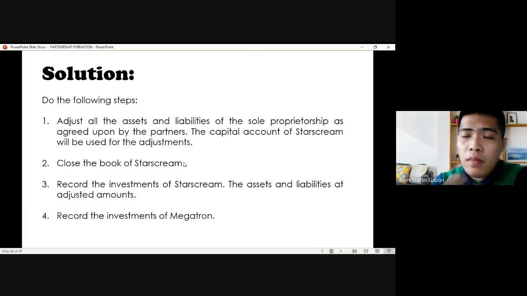Okay? This is the difference pag nire-retain mo yung old sole proprietorship book para gawing partnership book versus dun sa pag-create ng new partnership book. Talagang fresh start talaga. So close the book of Starscream, then record the investment of Starscream, the assets and liabilities at adjusted amounts. Okay? Then record the investment naman ni Megatron. Yun yung magiging last step.